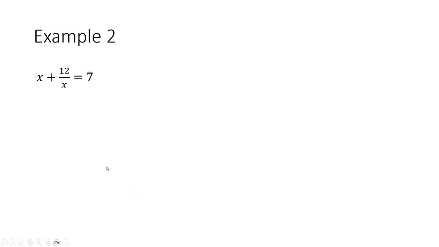Okay, next I have x plus 12 over x equals 7. In this case, there is this time an x in the denominator. So I find my domain restriction. The restriction happens when x equals 0, when the denominator equals 0, right? So I would say it's actually not allowed to happen.